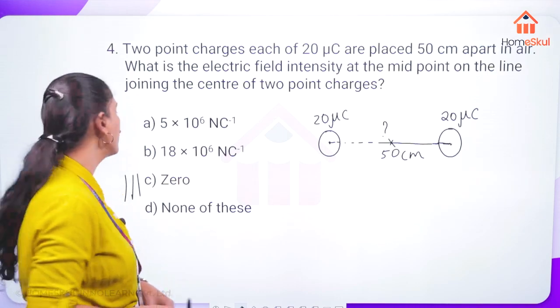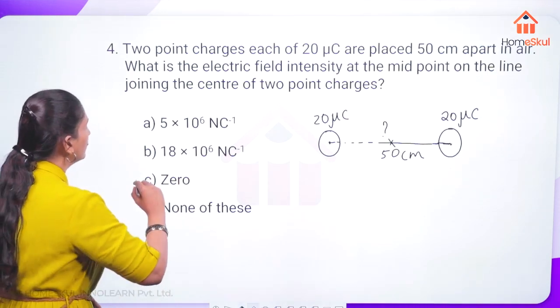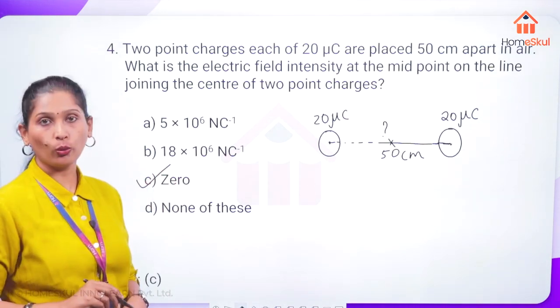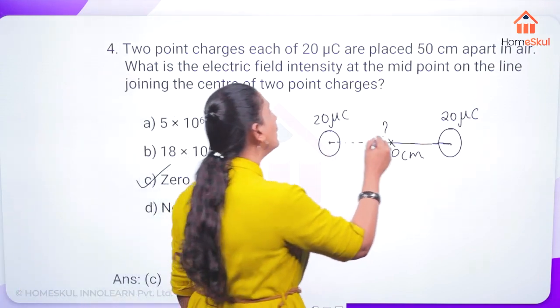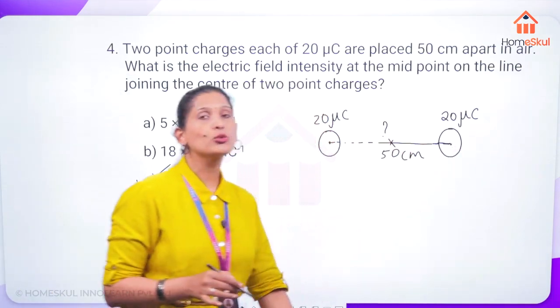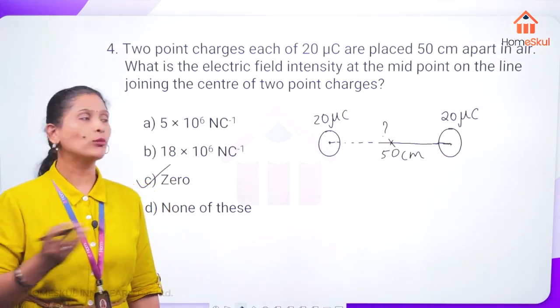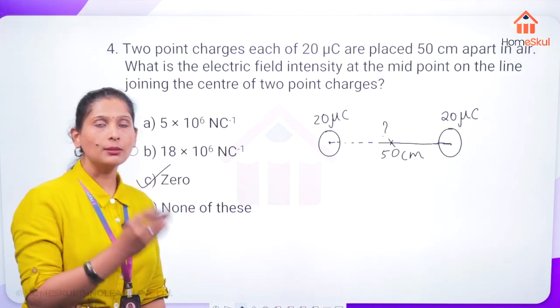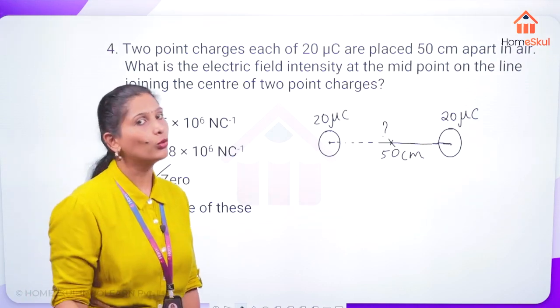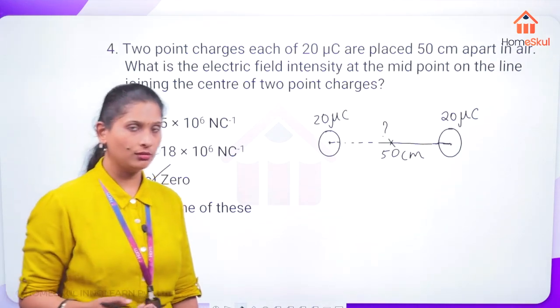So yes, the answer is correct that the value will be 0. Why? Because it is the midpoint of the line joining the two charges. So no matter what is the value of the charge and what is the distance between them, at the midpoint, the electric field intensity would be 0. So that was a tricky question.